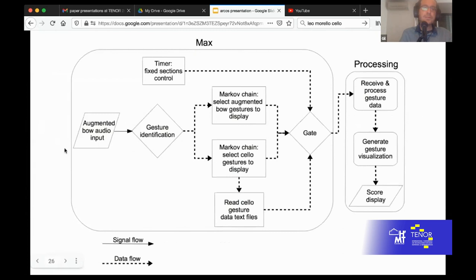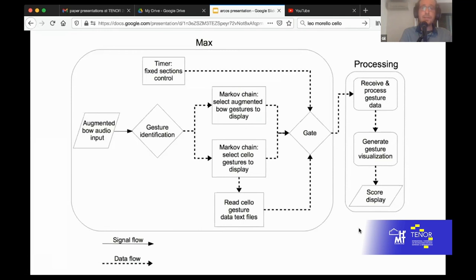And this is the whole algorithm of the score. According to the augmented bow input and gesture identification, the Markov chain selects which gesture to show, and it sends it through a timed gate to the processing code to display the score.